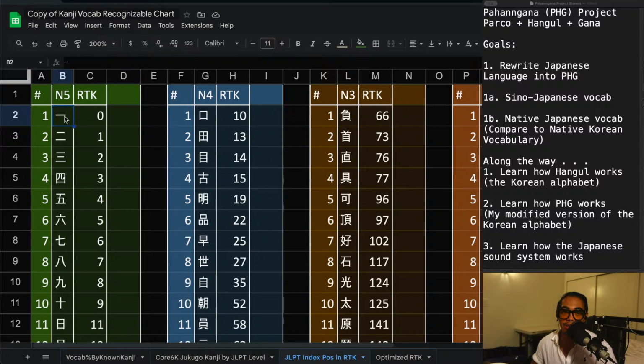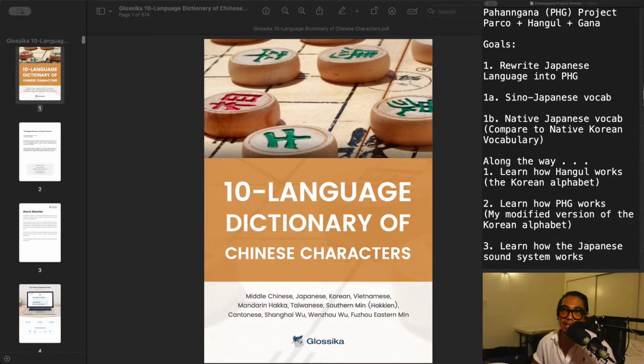So yeah, let us get started. If we start here, the main resource that we're going to look at is the 10 Language Dictionary of Chinese Characters from Glossika. This is an amazing resource. I'm actually kind of surprised that more people aren't aware of this, because it is phenomenal. This is a really great book, and you will see why shortly. So yeah, let us take a look.